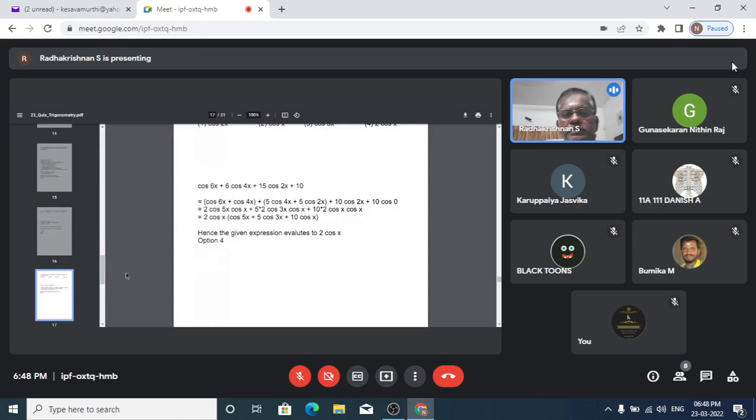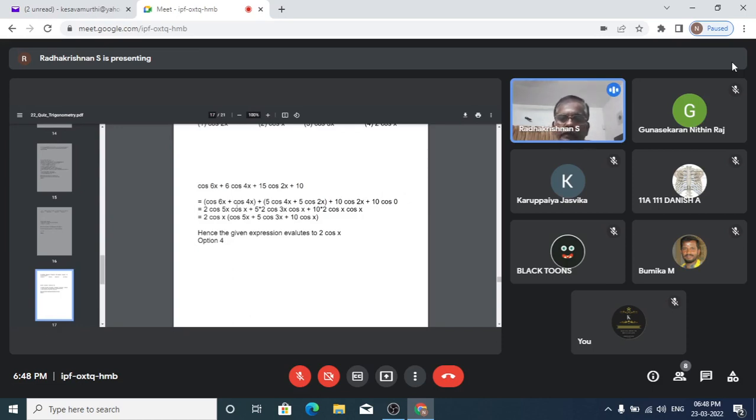See, cos 6x plus 6 cos 4x plus 15 cos 2x plus 10 can be written this way. cos 6x plus cos 4x. Okay, so we have taken one cos 4x from this. So remaining 5 cos 4x are there. So we take 5 cos 4x plus 5 cos 2x. Next, since we have taken 5 cos 2x, 10 cos 2x are remaining. So we can make another pair: 10 cos 2x plus 10 cos 0.